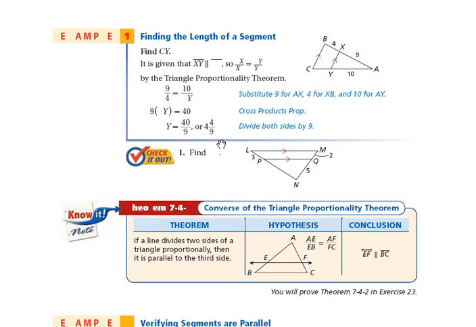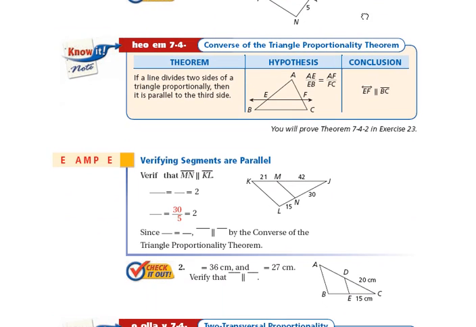Okay, so we have here an example then, finding the length of a segment. And again, you can see by the drawing here that XY and CB are parallel to each other. And so we're just using this idea of the Triangle Proportionality Theorem, where we set up 9 divided by 4 equals 10 divided by y. This really is the side that we're trying to find. And then we just use our cross product, and we can solve for y.